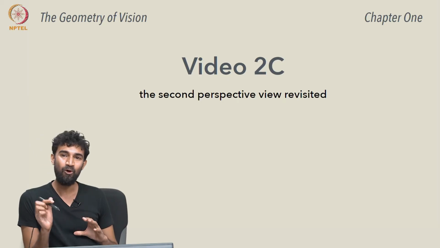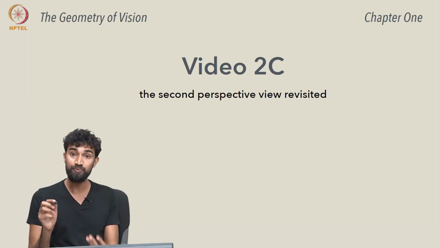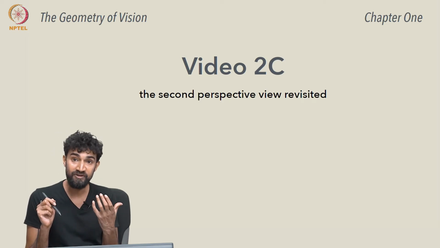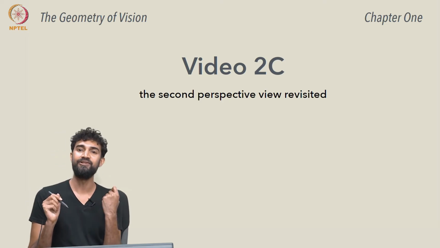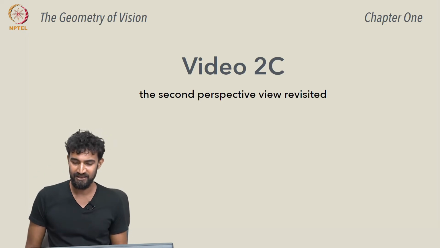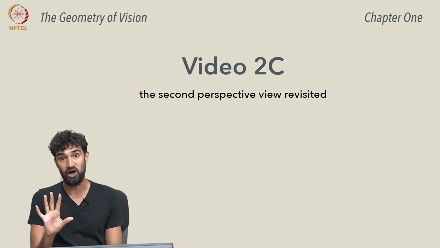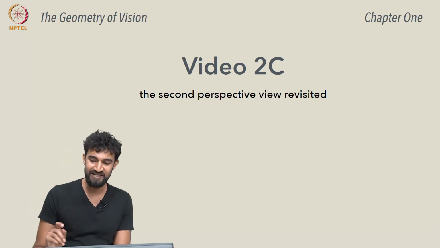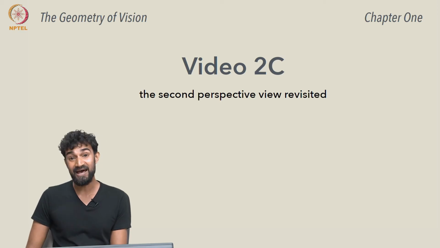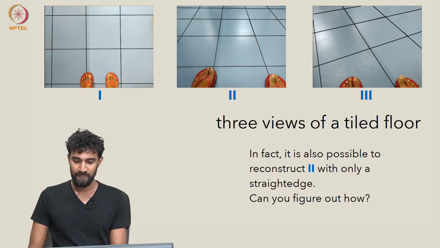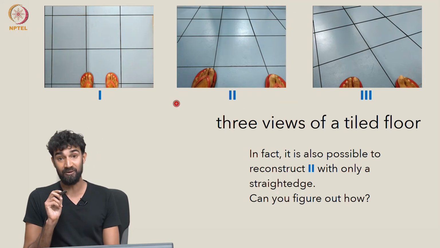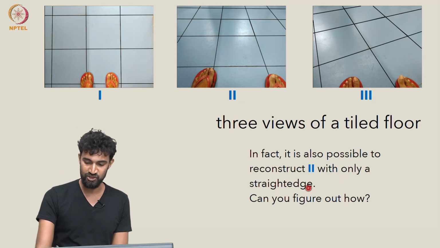So you've now drawn the third perspective view using just a straight edge. And in the intro video, we talked about how in a way that's the easiest to draw. And I still believe it's the easiest to draw. But one surprising thing about the second view, which I want to come back to now, is that it's also possible to reconstruct this second view from a single tile using only a straight edge.